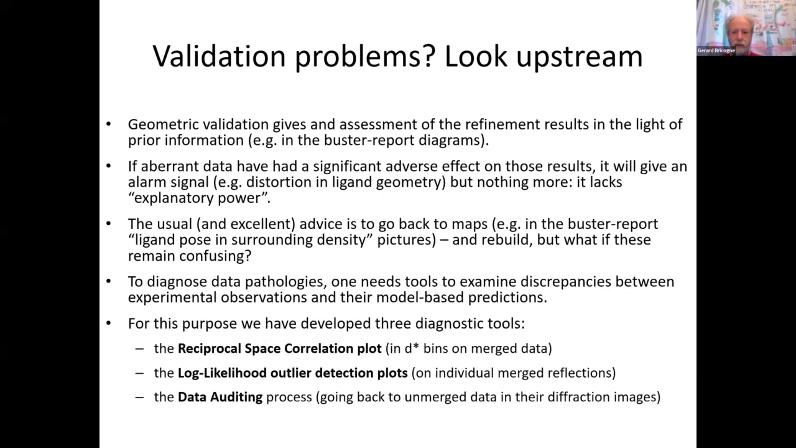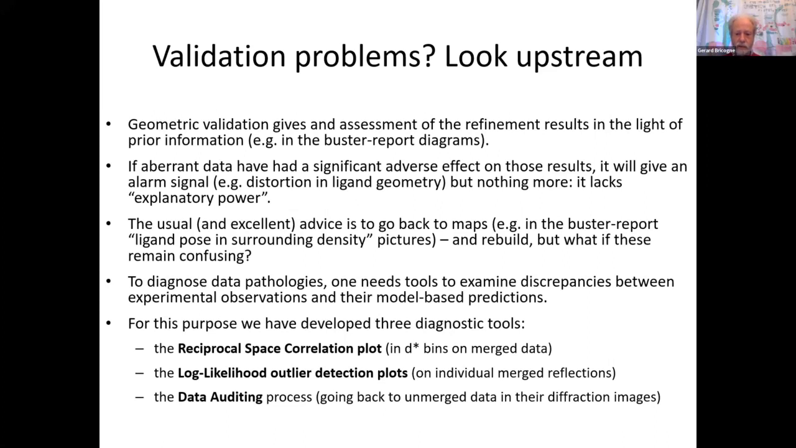So let's have a look at what can happen if validation gives you problems. You may have to rebuild in the light of a better map. But what if the maps and various bits of density remain confusing? Could that be because of shortcomings in the data? And we often have very simplistic ideas about shortcomings in the data.